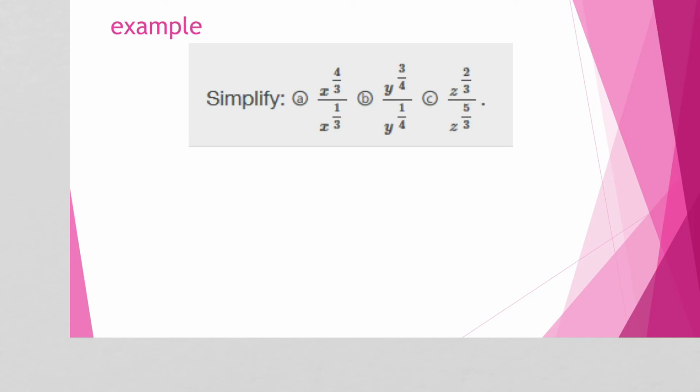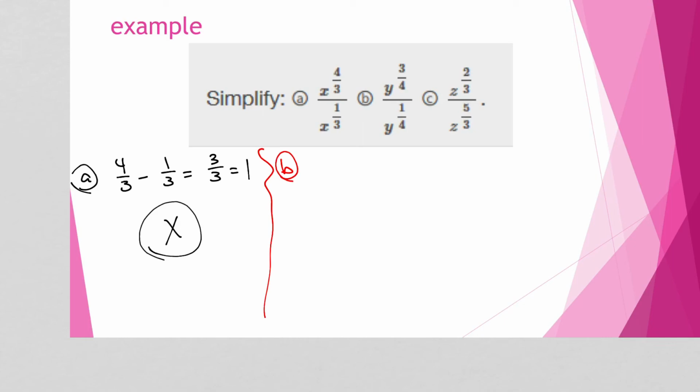Okay, remember the rule for if you're dividing. If you're dividing and you have the same bases, then you subtract. So this would be 4/3 minus 1/3, which is 3/3, which is 1. So this would be just plain old x on part A. On part B, again, you're dividing and you have the same base. So you've got 3/4 minus 1/4, which gives us 2/4, which is 1/2. So you've got y to the 1/2 power. You could either leave it like that or you could say the square root of y.